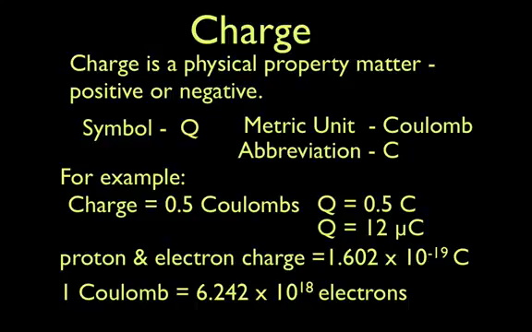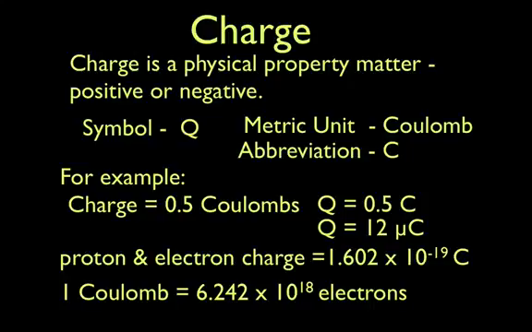Now, when we use charge in our equations, the symbol that has been given to charge is Q. The symbol for charge is Q. Q equals C times V. Q is charge. It's not the C in Q equals C times V. That's capacitance. In the equation Q equals C times V, Q is charge. The metric unit for charge is the coulomb, named after a French guy, Coulomb. And we abbreviate that with a capital C.